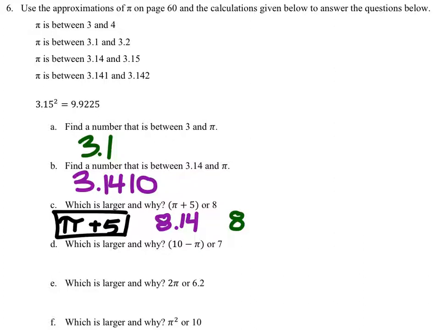Which is larger and why? Well, 10 minus pi would be like 10 minus 3.14, which would be something like 6.86. And 7. So that means that 7 is bigger.